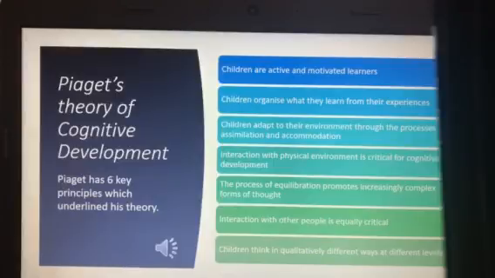Children are active and motivated learners. Children organise what they learn from their experiences. Children adapt to their environment through the processes of assimilation and accommodation. Interaction with physical environment is critical for cognitive development. The process of equilibration promotes increasingly complex forms of thought. Interaction with other people is equally critical, and children think in qualitatively different ways at different levels.